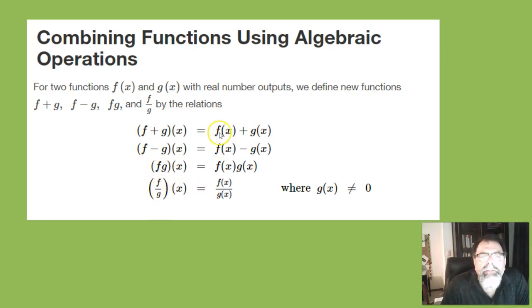And basically you're just going to figure out the y value for the f and g and then add, subtract, multiply, or divide those two values. And of course, when you're dividing, division by 0 is not allowed, so you have to add this restriction for the quotient.